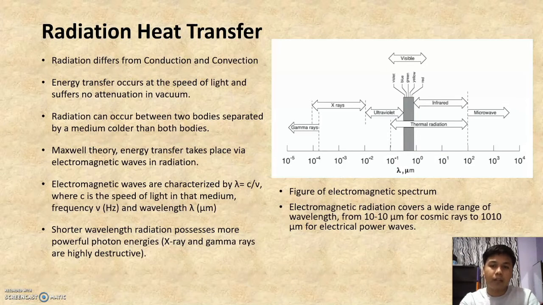According to Maxwell's theory, energy transfer takes place via electromagnetic wave radiation. Electromagnetic waves are characterized by wavelength, equal to the speed of light in that medium divided by the frequency in Hertz. Shorter wavelength radiation possesses more powerful photon energy, which means X-rays and gamma rays are highly destructive. The figure shows the electromagnetic spectrum, which covers a wide range of wavelengths, from 10 to the power of minus 10 micrometer for cosmic rays to 10 to the power of 10 micrometer for electrical power waves.